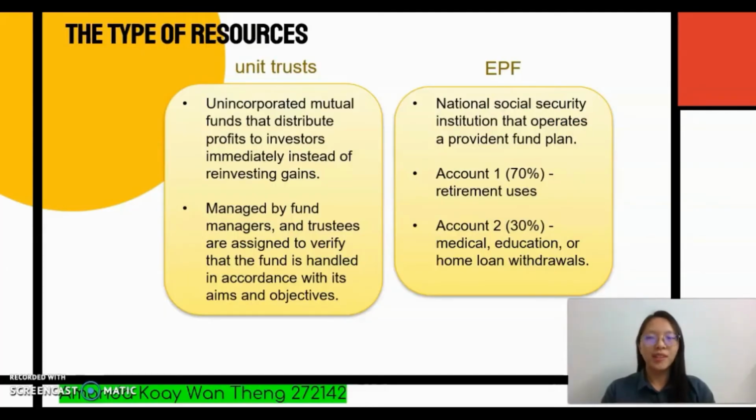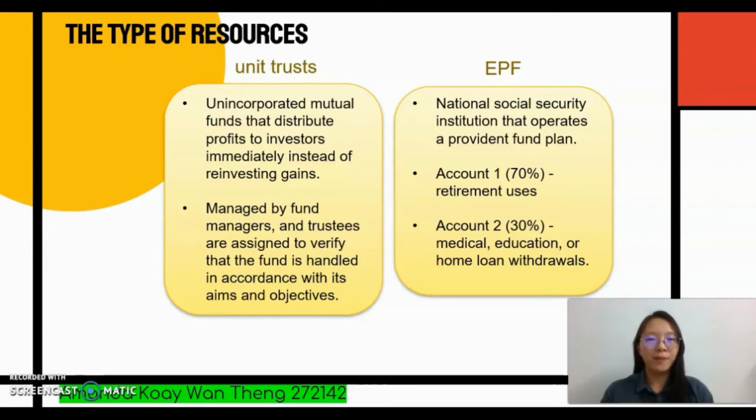Thirdly, unit trust. Unit trust is an incorporated mutual fund that distributes profit to investors immediately instead of reinvesting gains. The unit trust is managed by a fund manager, and trustees are assigned to verify that the fund is handled in accordance with its aim and objective. Unit trust is considered as one of the assets that may be quickly converted to cash. These investments are generally low risk and highly liquid.